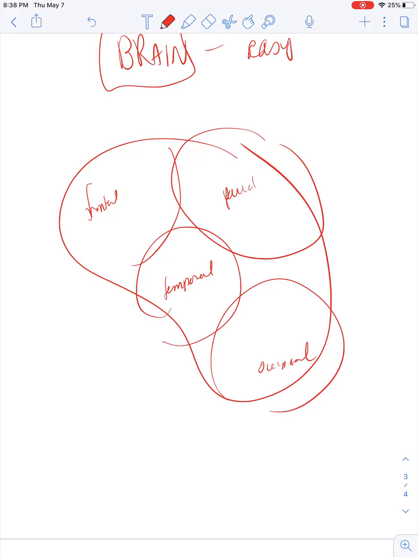So I want you just to forward to that part of the lesson that she posted on the brain. It's just really easy. It's just basic memorization. It's nothing hard.